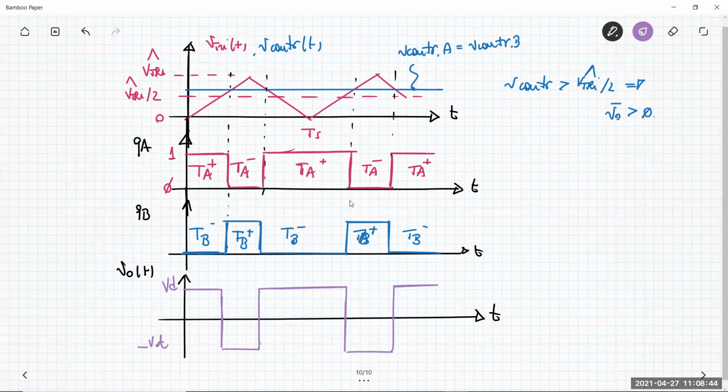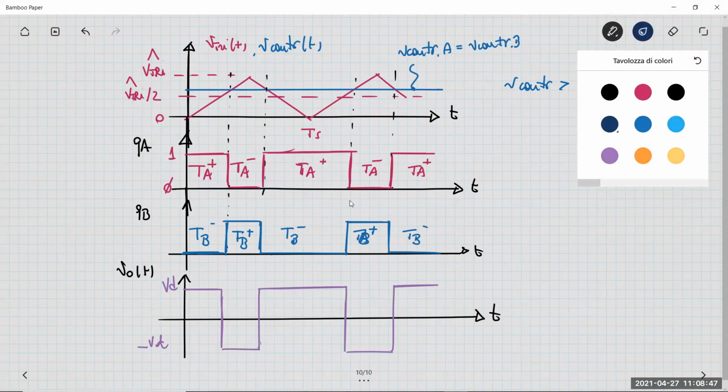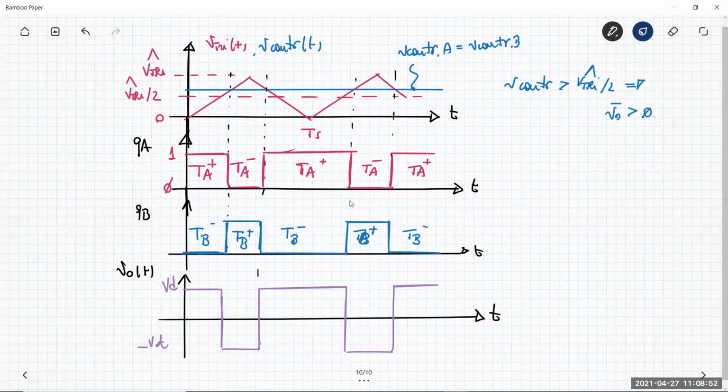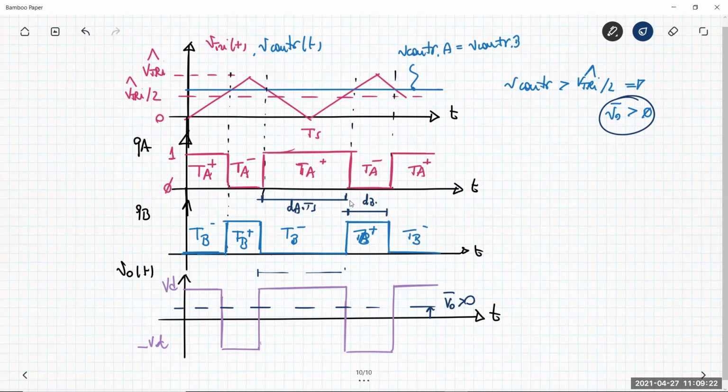So what about the average value of this waveform? If you look at the positive interval, for example this one, it is larger than the negative one. When you get the average value, the positive quantities overcome the negative ones, so the average output voltage should be positive. Exactly as expected here. This quantity is exactly dA multiplied by Ts. This dB quantity is dB multiplied by Ts.